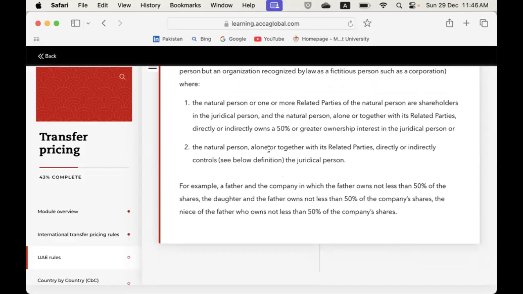A natural person alone or together with its related parties directly or indirectly controls that person. Here it was ownership, 50% shareholdership, legal ownership. What about control? It can also happen. There can even be a UBO relationship, ultimate beneficial owner relationship. For example, I want to own a company, but I don't want to directly own it. So I will take my driver, for example, and make him a shareholder in my company, and I will sign an agreement with my driver that you are not going to exercise any control on this company. You will not even breathe with respect to this company without my permission or say so.